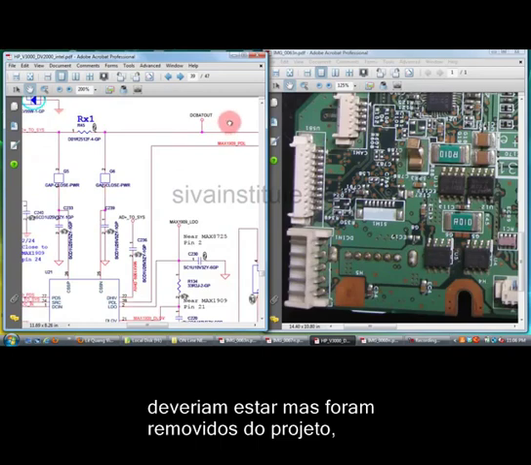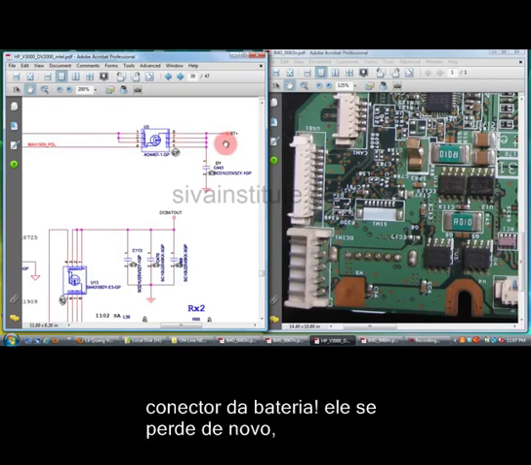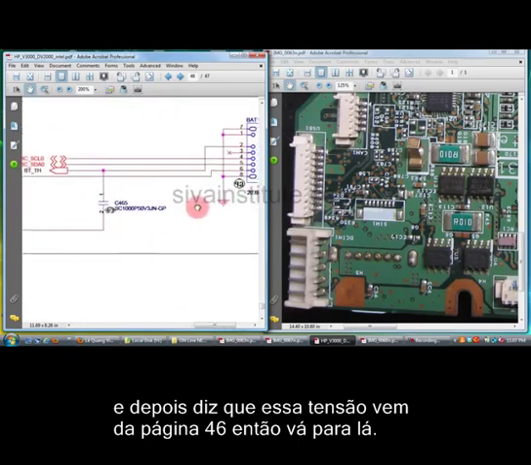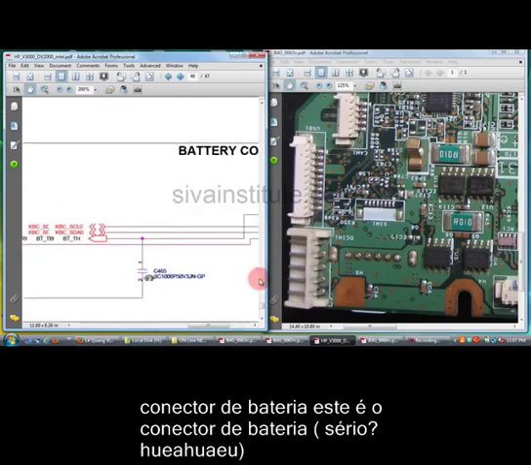DC bat out. See here. This is the battery connector. This voltage comes from the battery connector. We will see, see here, page number 46. This is the battery connector.